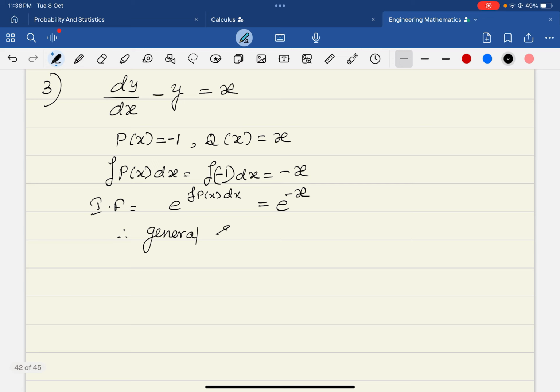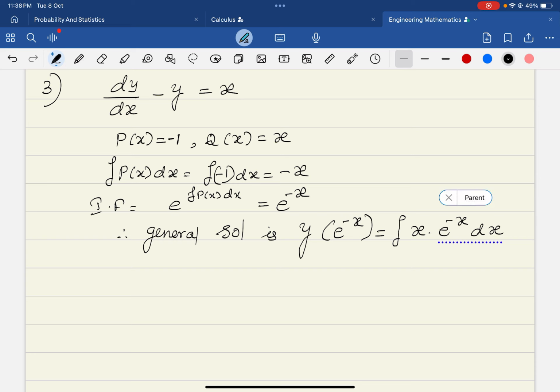The general solution is given by y times the integrating factor, which is e raised to minus x, is equal to the integral of q, which is x, times the integrating factor e raised to minus x, dx. I hope it's clear. And now, how to solve this? That implies y times e raised to minus x. How can we rewrite this?